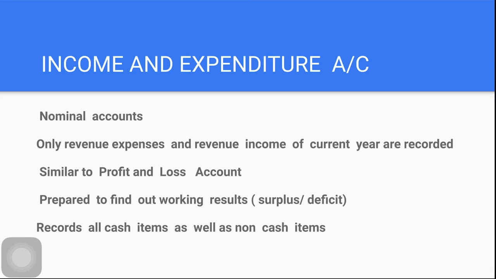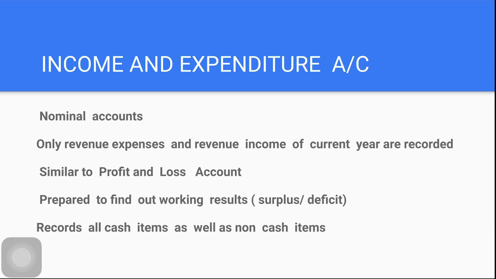Income and expenditure account is a nominal account. It is a summary of revenue receipts and revenue expenses for a particular accounting period. All the expenses and losses of the current year are debited to this account, and all incomes and gains of the current year are credited to this account. This account records all cash items as well as non-cash items.